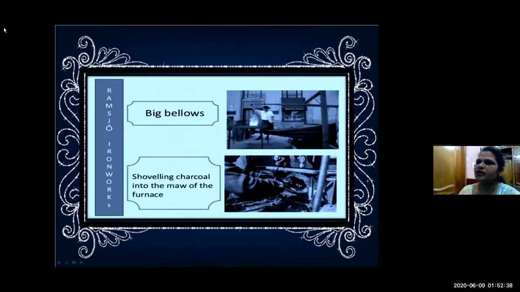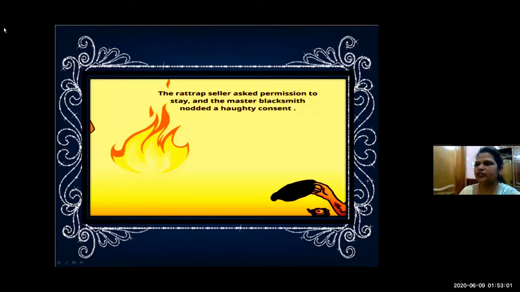Now the next term is big bellows. Bellows is used for shoveling charcoal into the maw of the furnace. What is a maw? This is a large opening. Through this opening, all the charcoal or other material is put into the furnace. So these are all the terms which are used here.